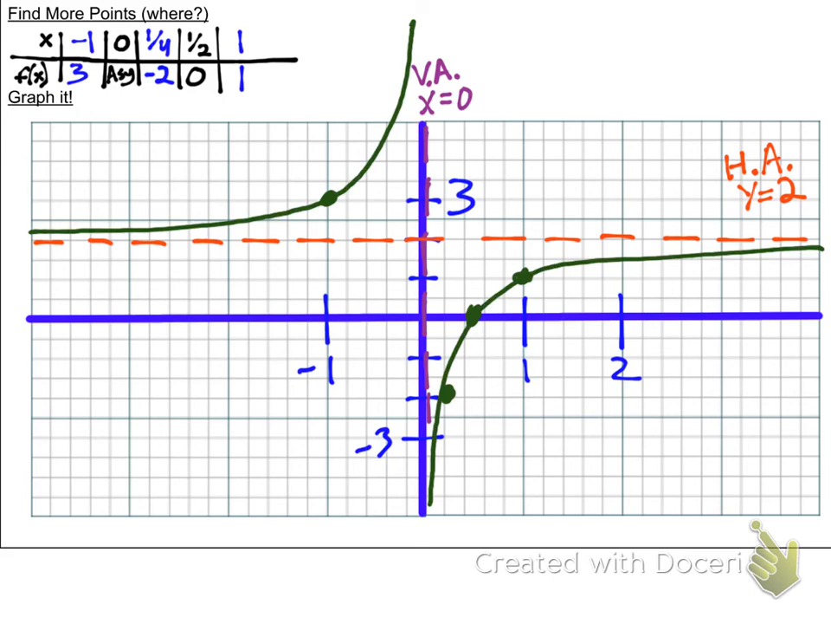Notice how I got closer and closer to those asymptotes without touching them. And that is how you graph a rational function. We'll be doing lots of practice in class with multiple vertical asymptotes and multiple zeros and even holes.